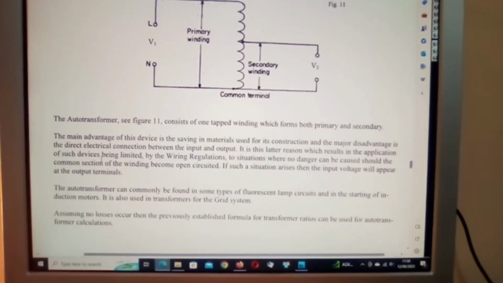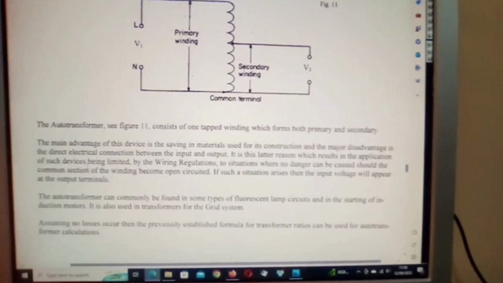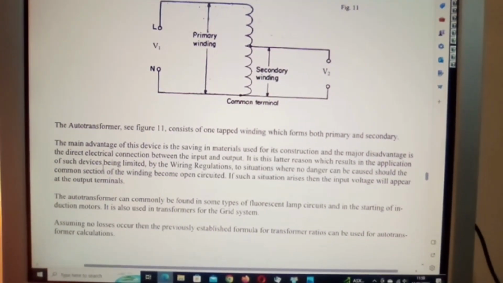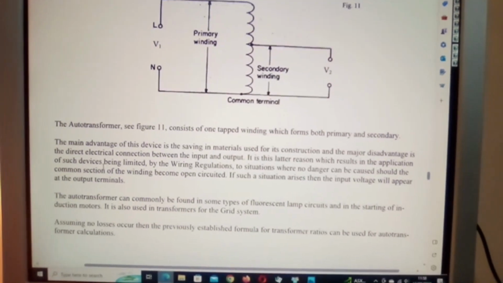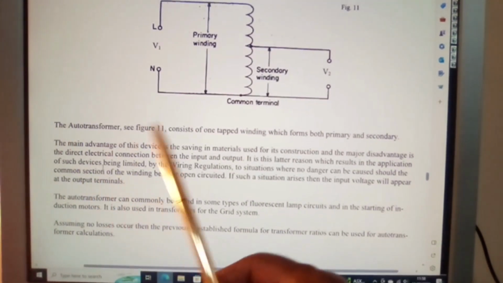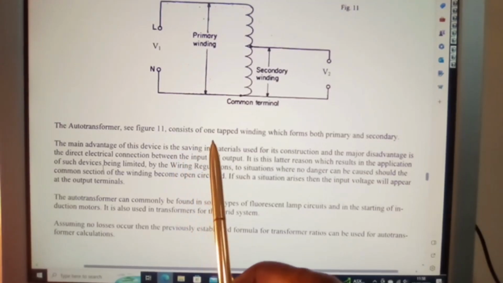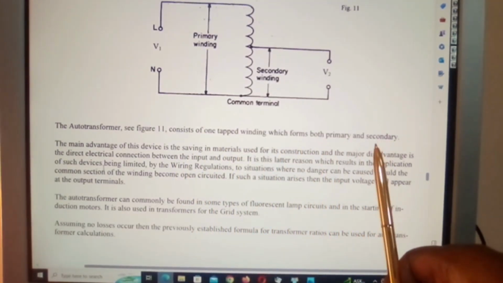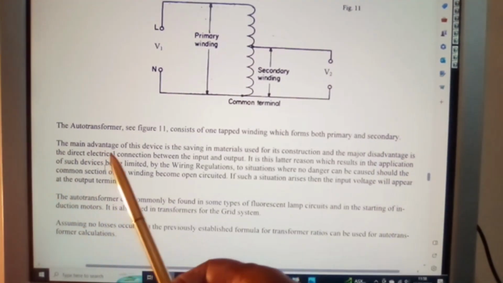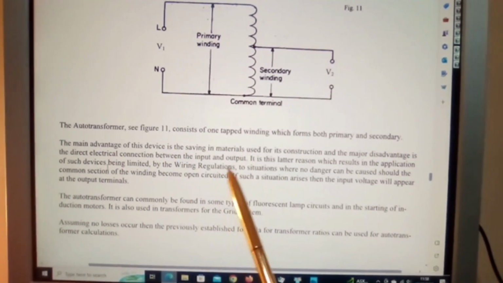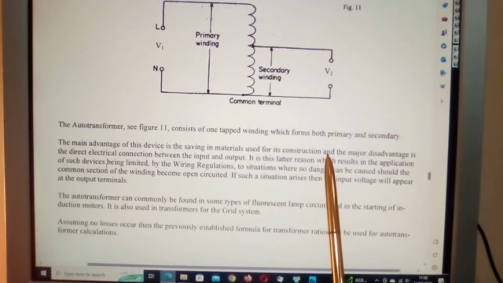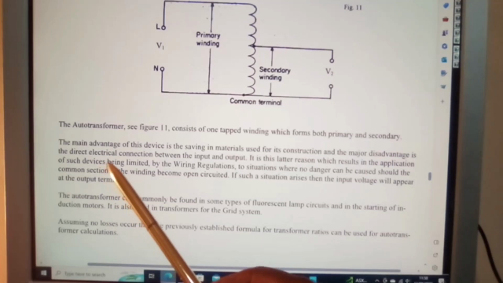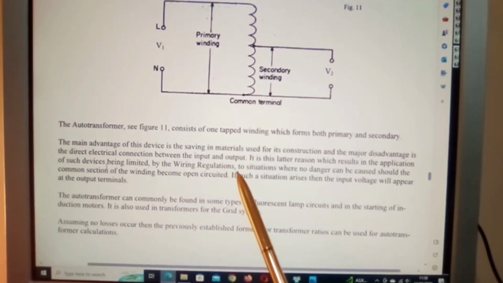This is an auto transformer. Auto transformers consist of one tapped winding which forms both primary and secondary. The main advantage of this device is the saving in materials used for its construction, and the major disadvantage is the direct electrical connection between the input and output.